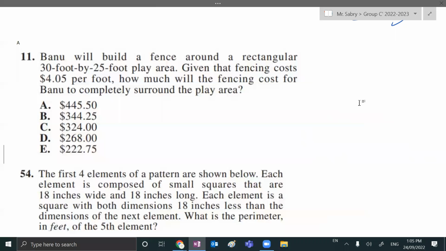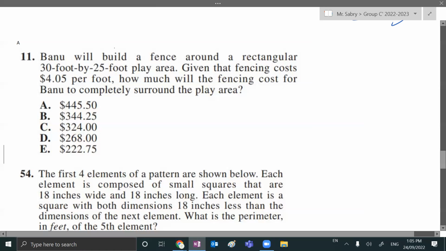It says Banu will build a fence around a rectangular 30 foot by 25 foot play area. Given that the fencing costs 4.05 per foot, how much will the fence cost for Banu to completely surround the play area? So I need to know first how much of this fence he needs, like how long does he need? And then I'll check how much it costs.